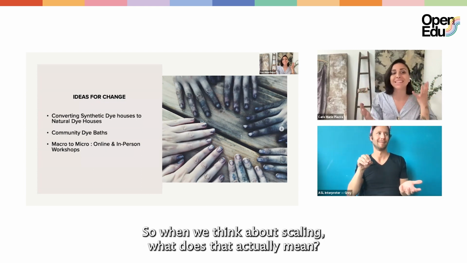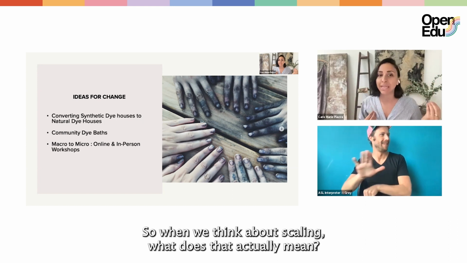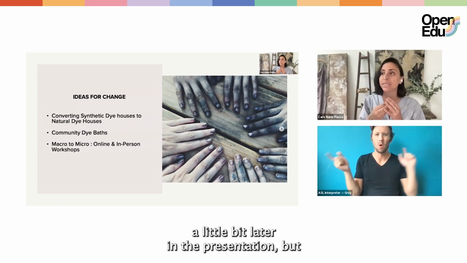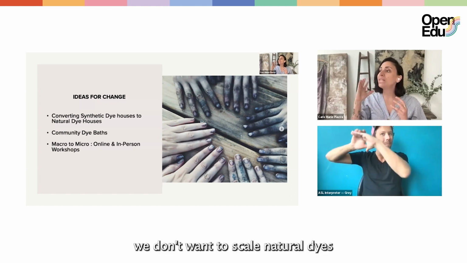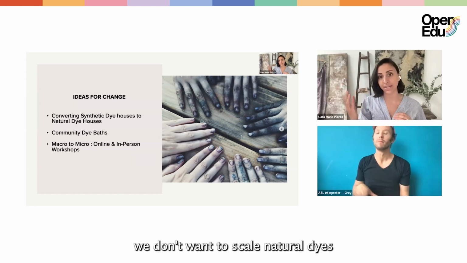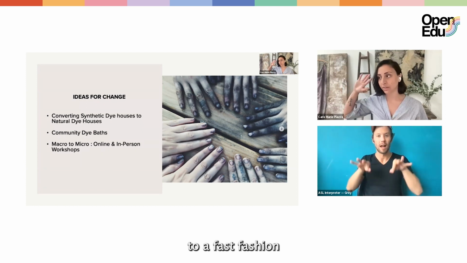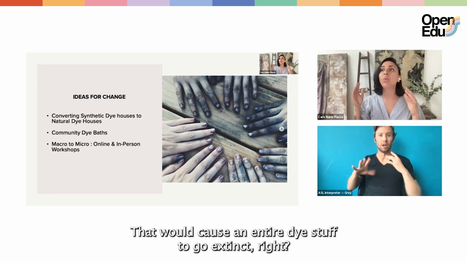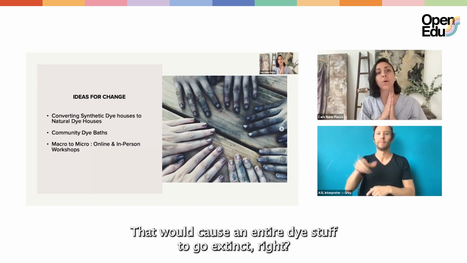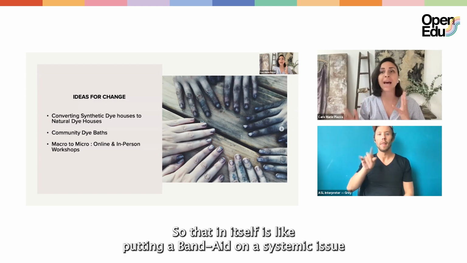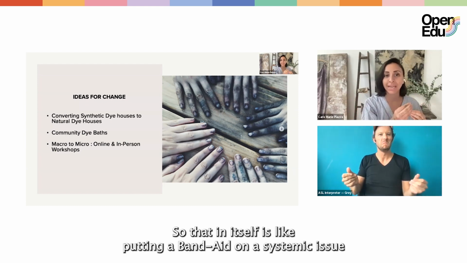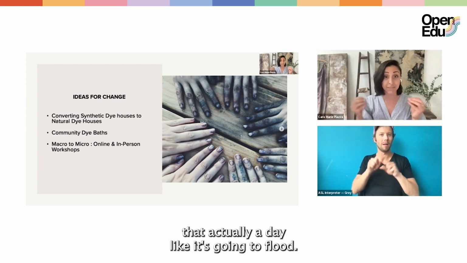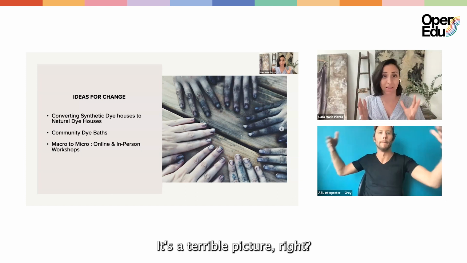So when we think about scaling, what does that actually mean? I'll get to this a little bit later in the presentation, but we don't want to scale natural dyes to a fast fashion scale, for lack of a better term. That would cause an entire dye stuff to go extinct, right? So that in itself is like putting a Band-Aid on a systemic issue that's actually a dam. It's going to flood. It's a terrible idea, right?